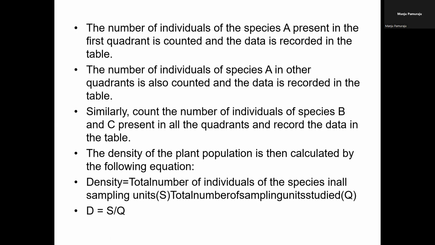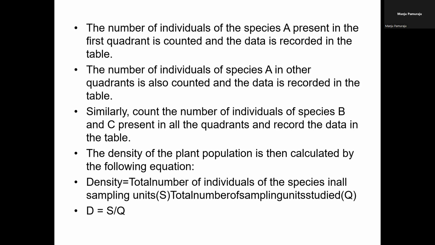This is an important method. Generally, it is used in practicals also. The quadrant method is used to calculate the density of a population. Generally, for a particular area we may have different species. In this way, we can count the different types of species present in a particular area.